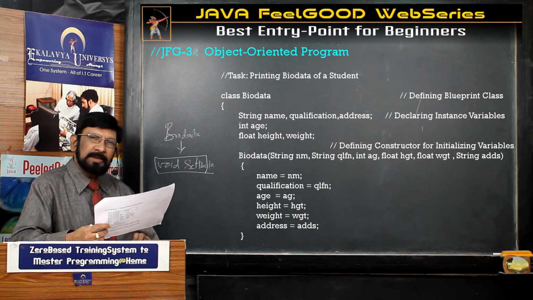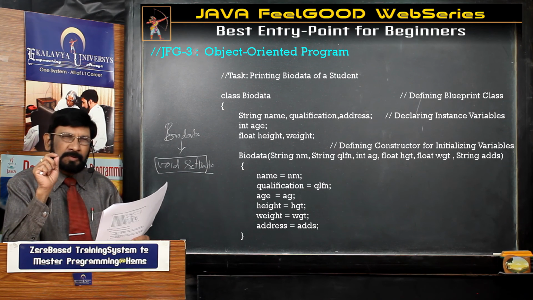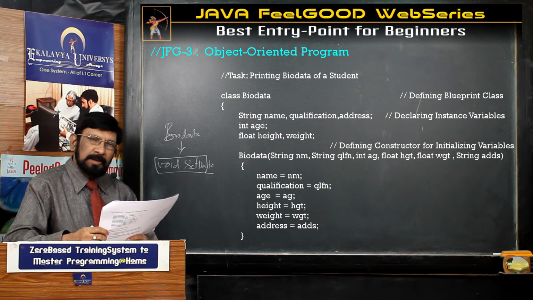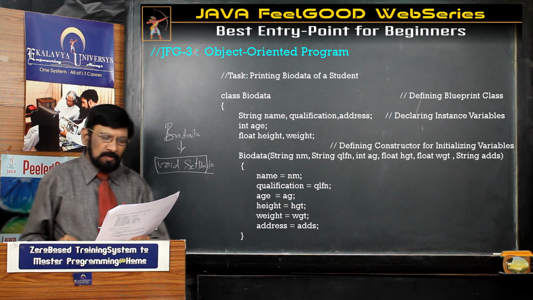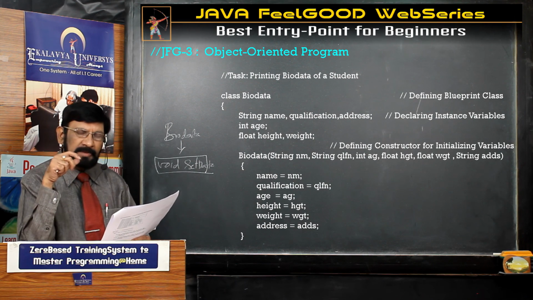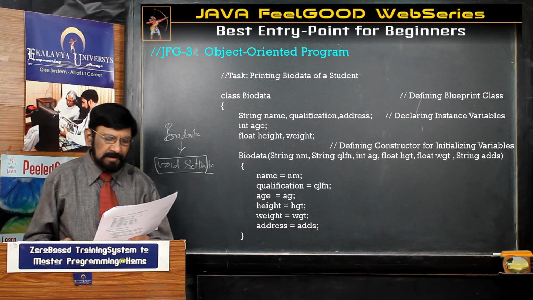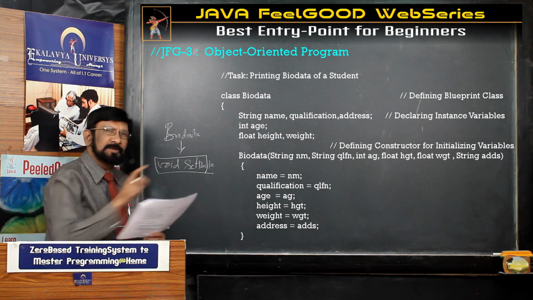So, string nm, string qualification, short name QL, but just don't define QLFN. That is good. And int age, float height HGT, float weight WGT, string address. Actually, I followed the same order in which it is presented and all that. Thereafter, I initialized everything. In this manner, only you have to find out this difference. That is enough.